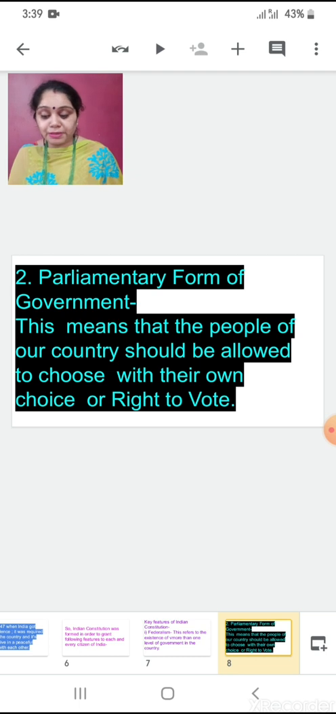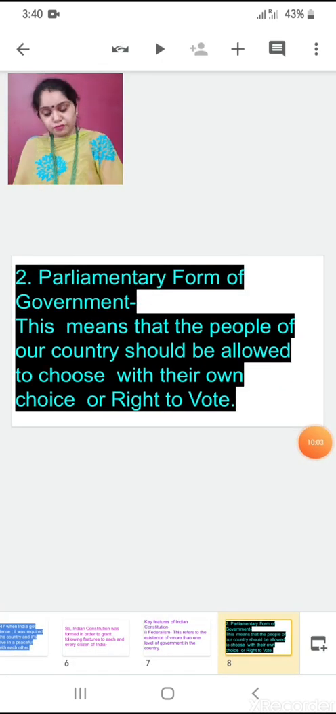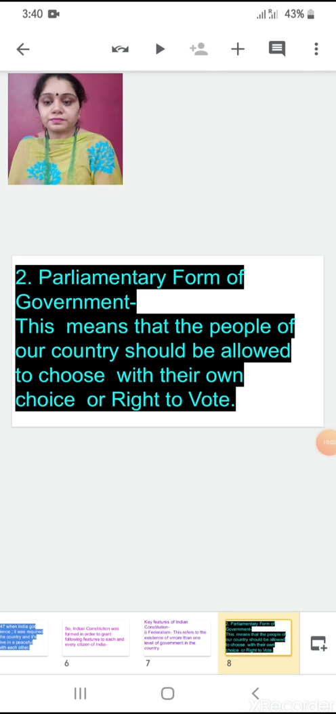This means that the people of our country should be allowed to choose their own representatives with their own choice, or right to vote. Parliamentary form of government means that people should have the culture of voting for the person of their own choice. For example, taking reference again from the NCERT Civics textbook.